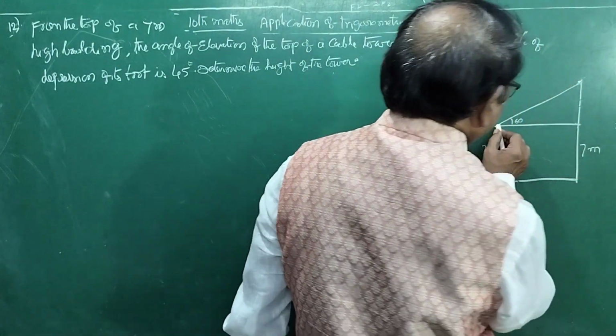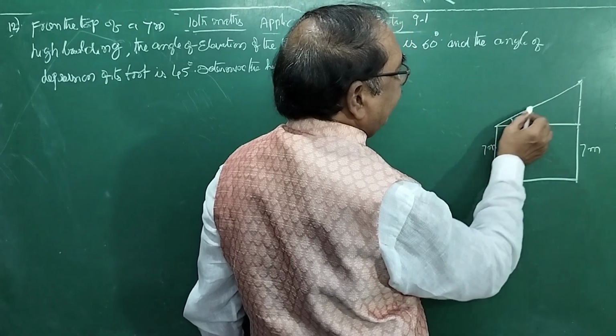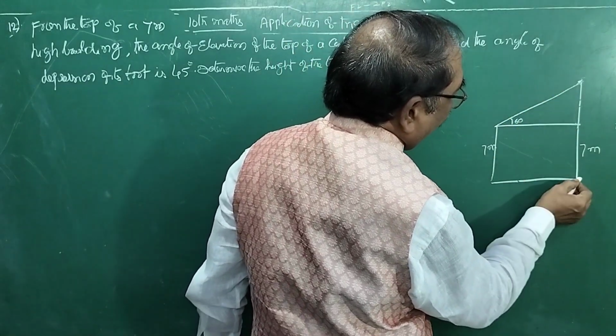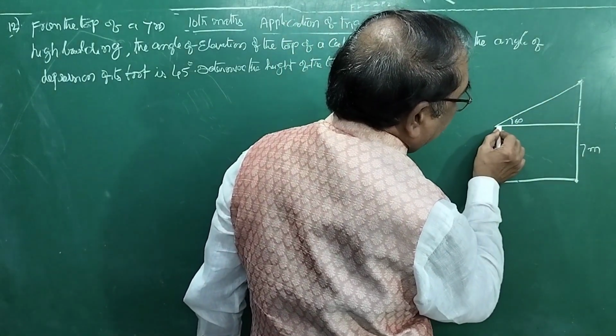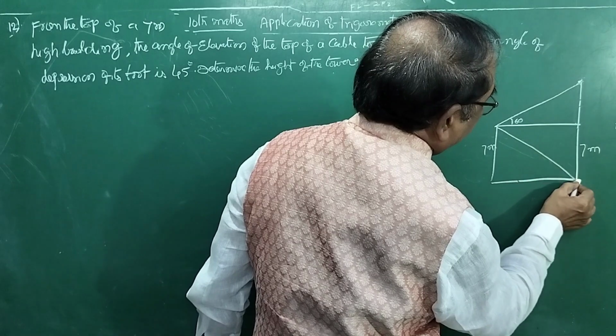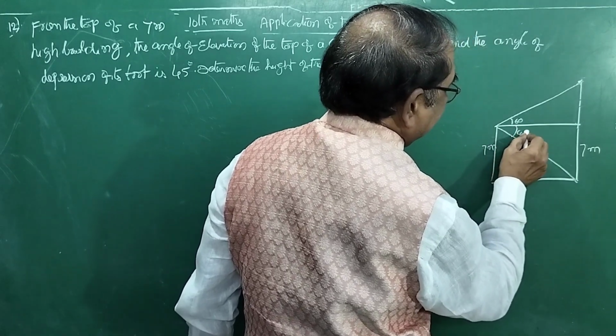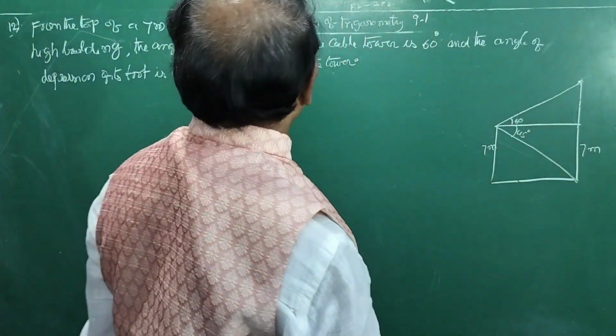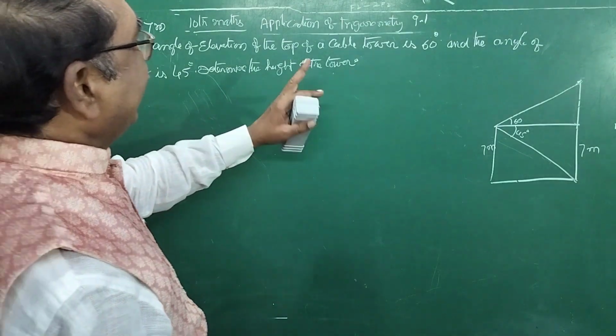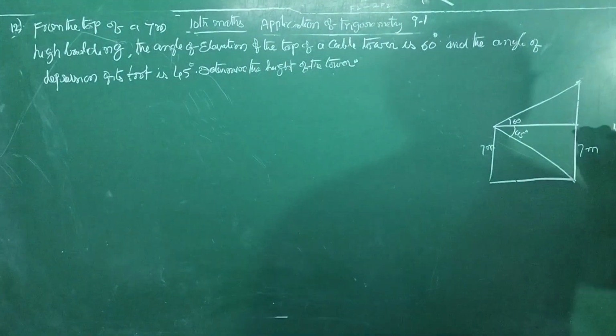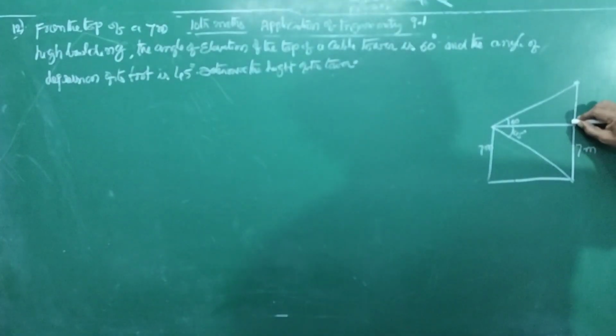Next, and the angle of depression of its foot is 45 degrees. From here to the foot of the building, it is depression. The angle of depression is 45 degrees. Determine the height of the building. We have to find it out. We don't know it, so let us say x.